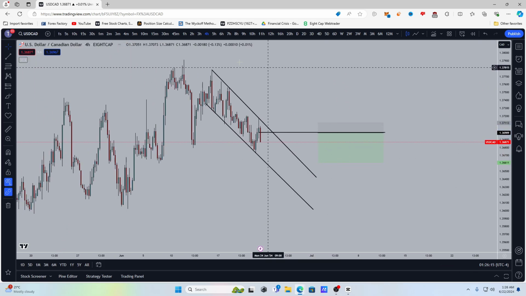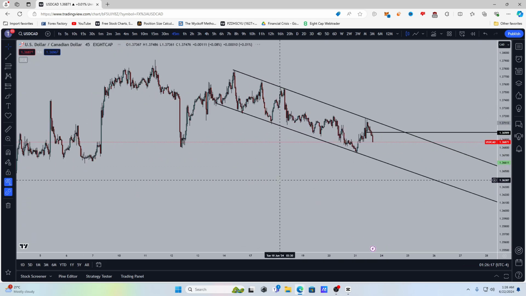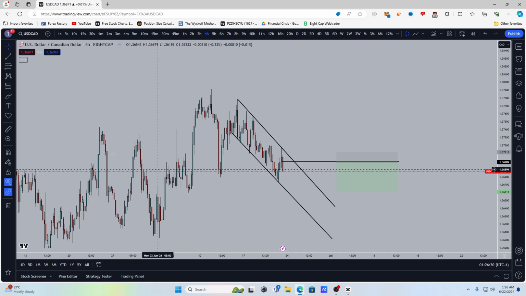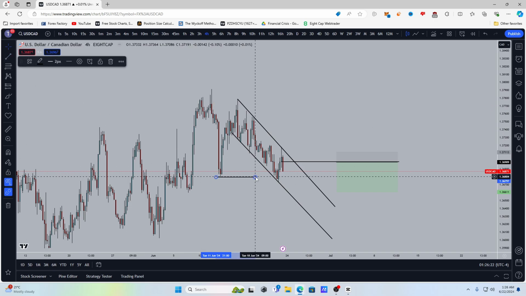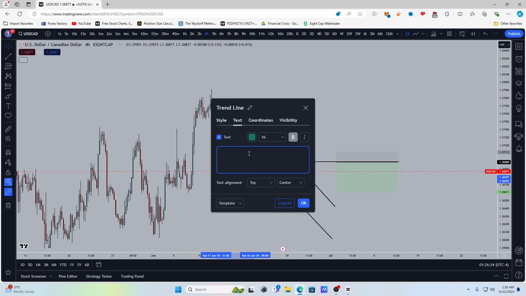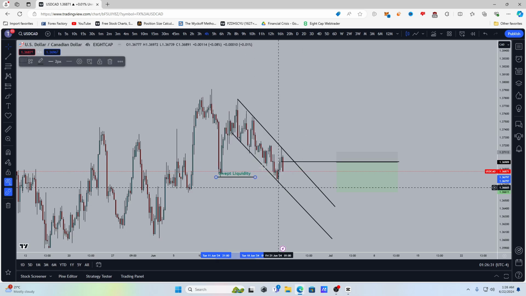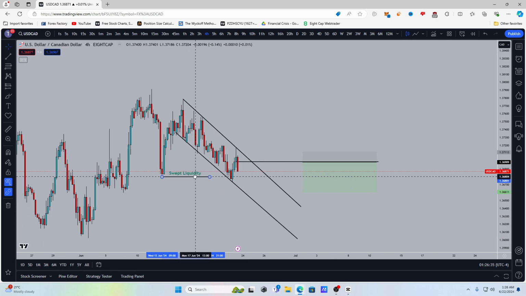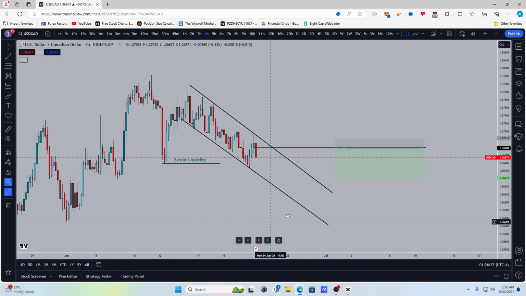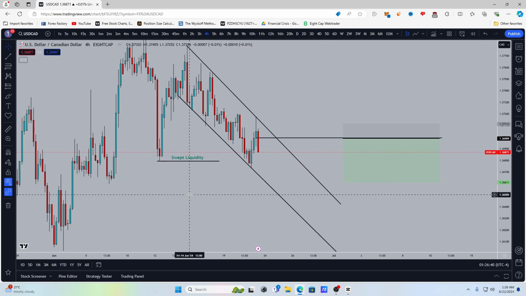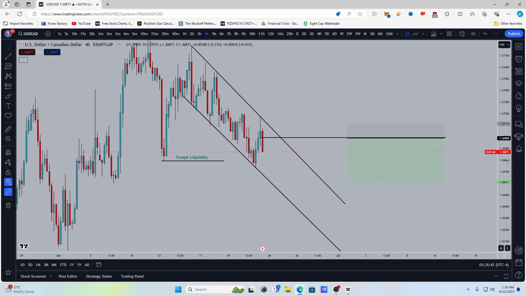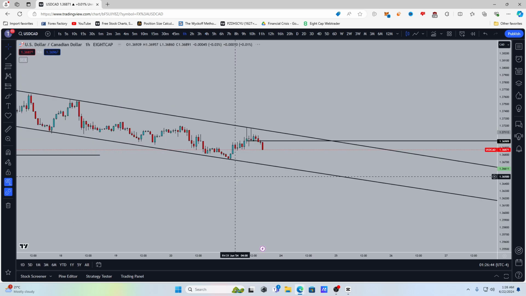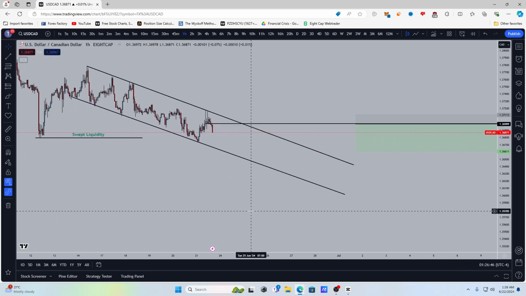Now, the next thing I'm going to do is mark up what happened. We were here and we swept liquidity. There we go. So we swept liquidity. Bang. Okay. So we've done that. Very, very nicely done. UCAD looks more solid on trendline than 1 hour.